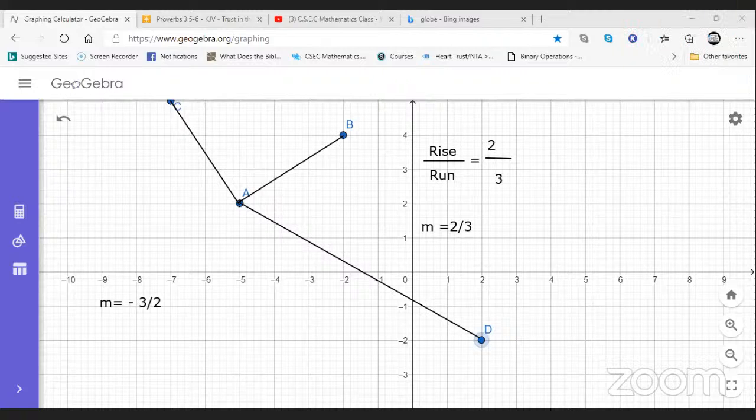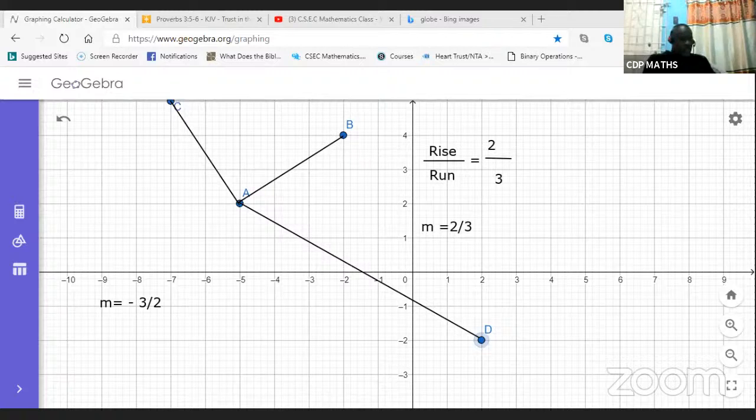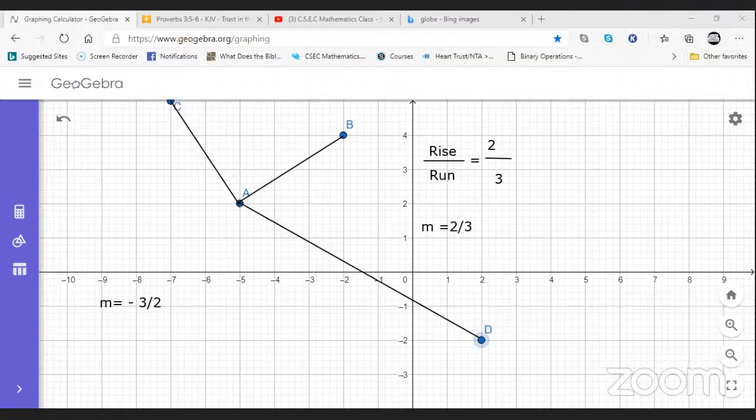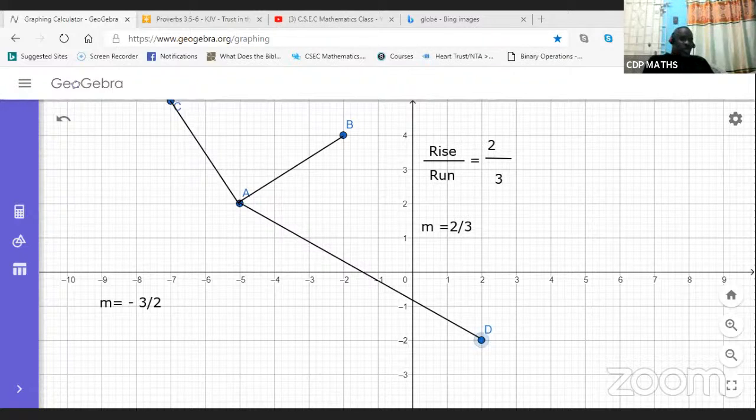Going down. Remember, you start on the horizontal first. So you look for point D and you count from point D.